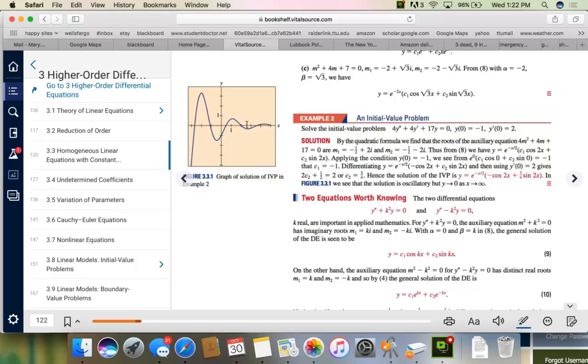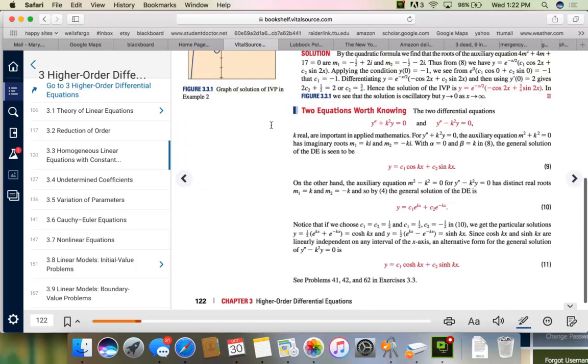And so here's a plot of what that function looks like. This is a damped oscillator. And one last thing to look at is that there are a couple of differential equations that are a little unique. The one that I want to focus mostly on is this first one, where we have y double prime plus k squared y is equal to 0. The second one, we just have a minus sign.